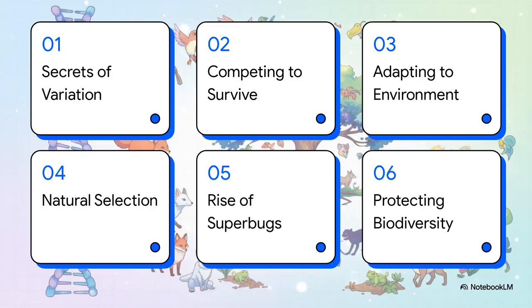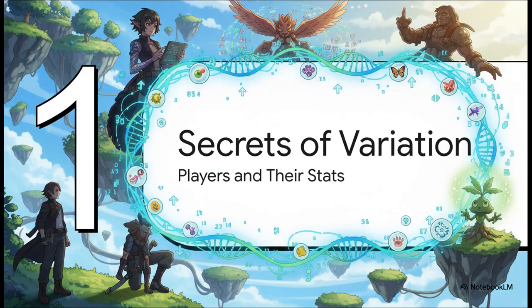Here is our game plan for your revision. First, we'll uncover the secrets of variation, then look at competing to survive. After that, it's adapting to the environment, seeing natural selection in action, facing off against a modern boss fight in the rise of superbugs, and finally, protecting Earth's biodiversity. Boom, let's go. So level 1, the secrets of variation, or as I like to call it, the players and their starting stats.